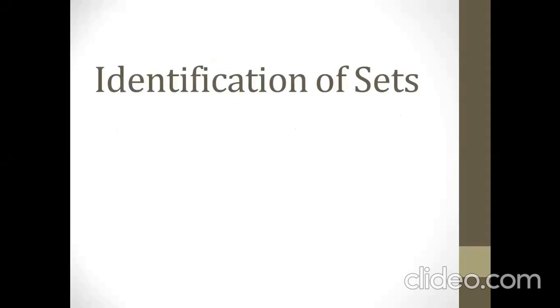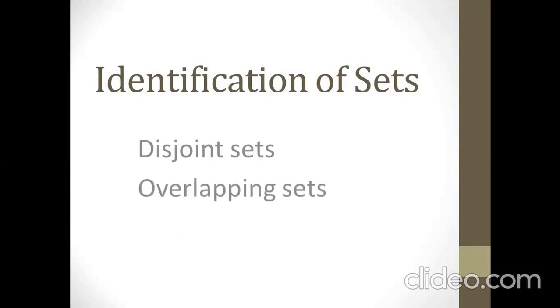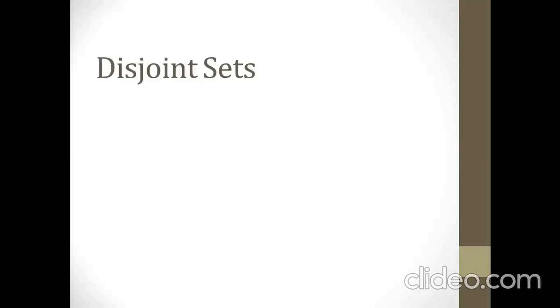Students, when we have two or more sets given, then by observing the elements of the sets, you will be able to identify which type of set is given to you. Either the given sets belong to disjoint sets, overlapping sets, or subsets. Let's start with disjoint sets.